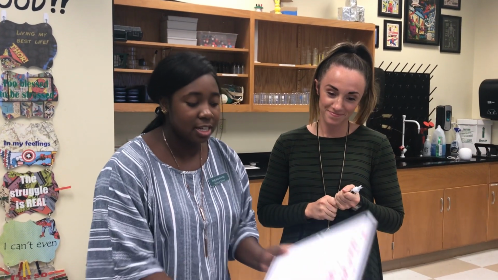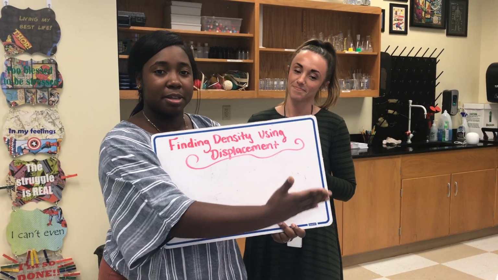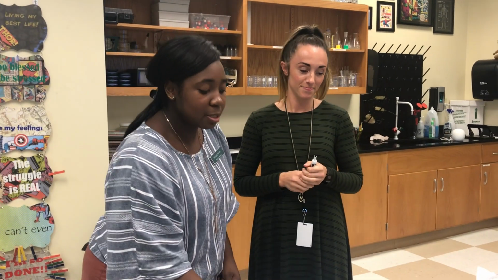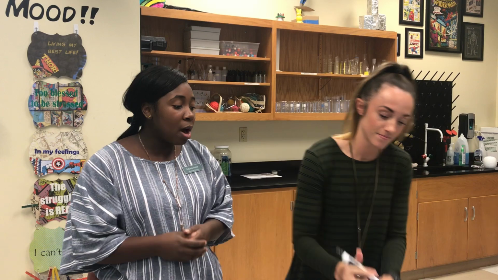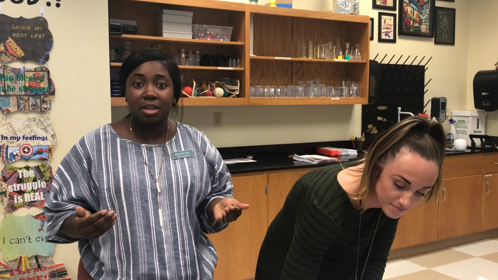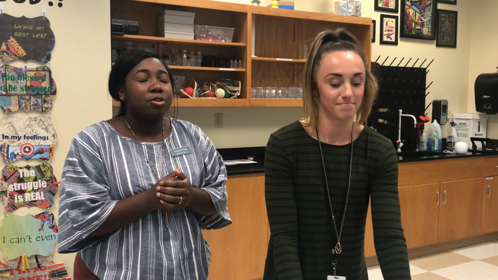So the first method that we're going to use is we're going to find density using the displacement method, okay? Displacement is a method that we use to find the volume of an object that does not have a regular shape. So we know that the formula for volume is length times width times height. But what about when we're taking the volume of something that we can't just measure the length times width times height, say a nail?